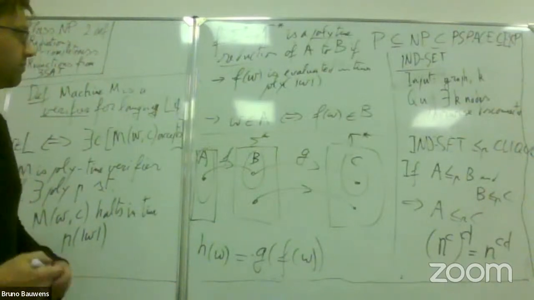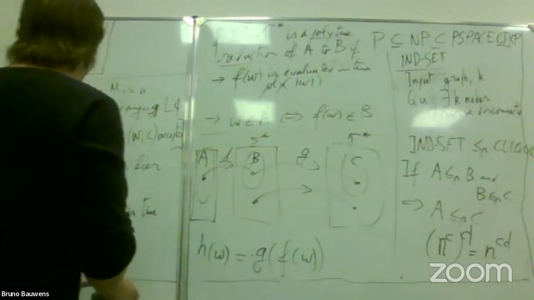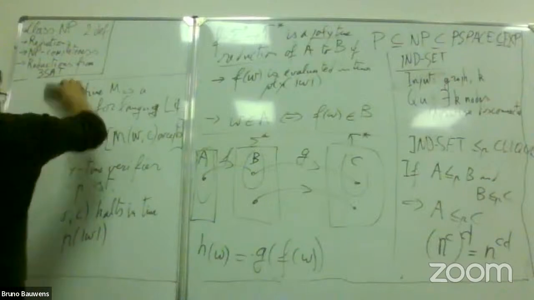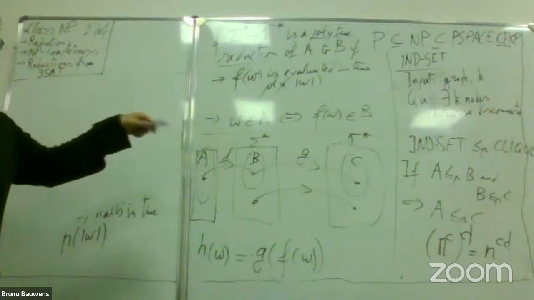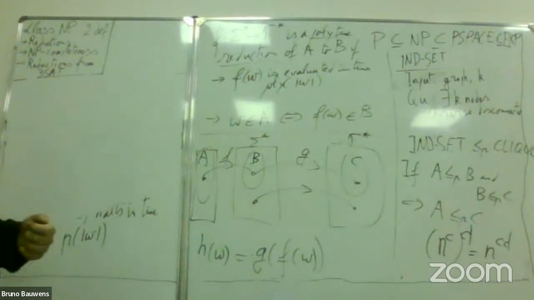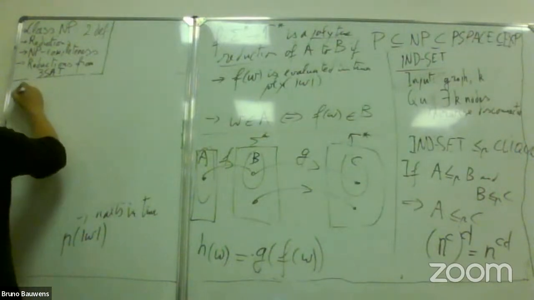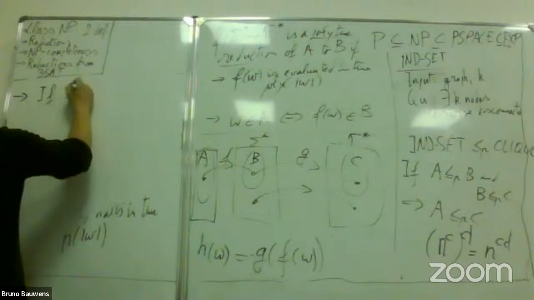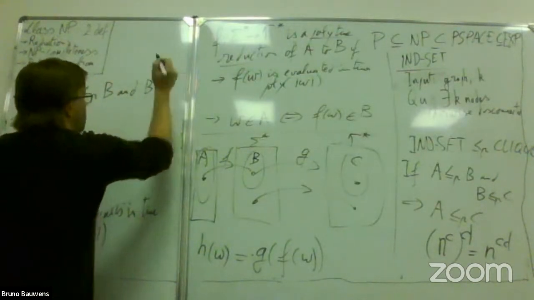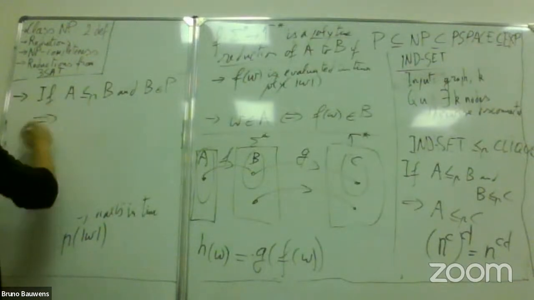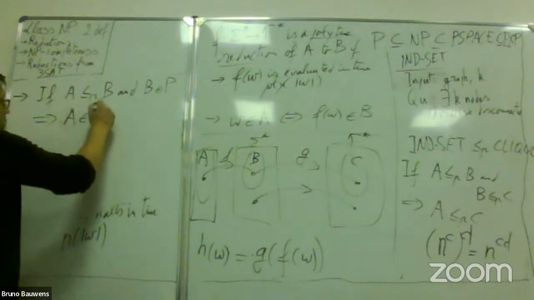Okay. So now the second property. If B is in P and A reduces to B, then A is in P. So property 2: if A reduces to B and B is in P, then A is in P.